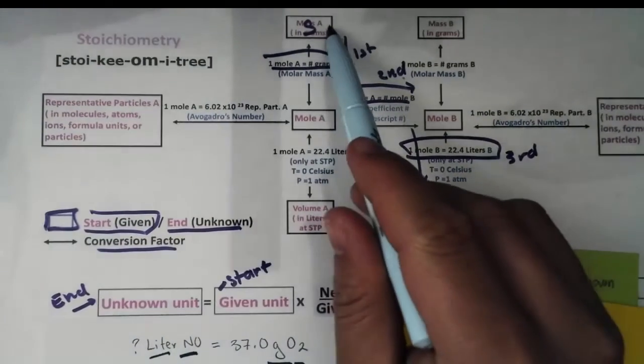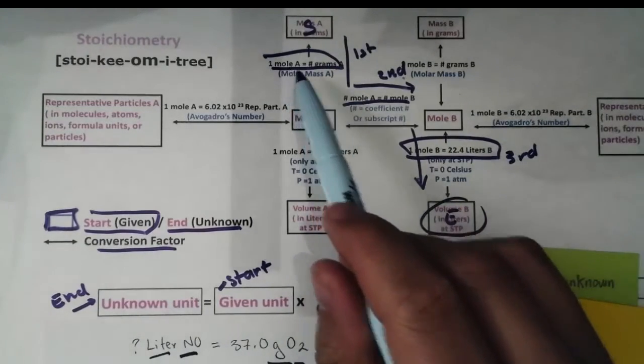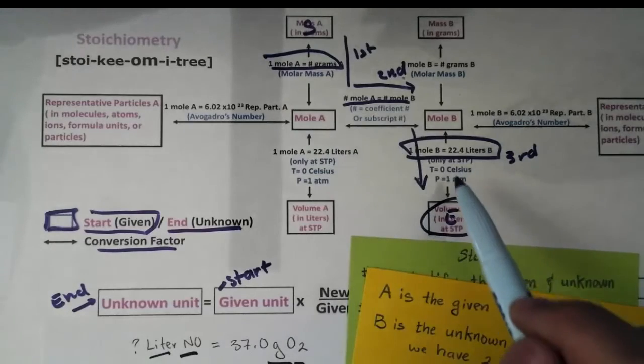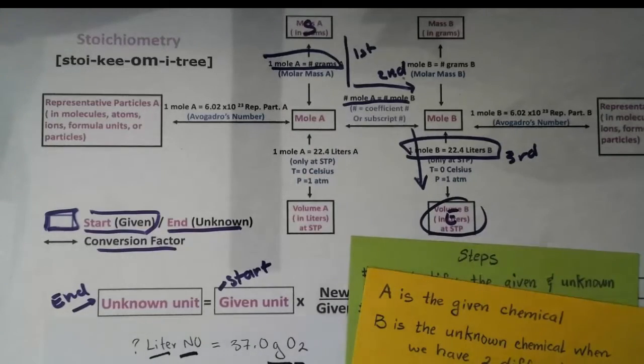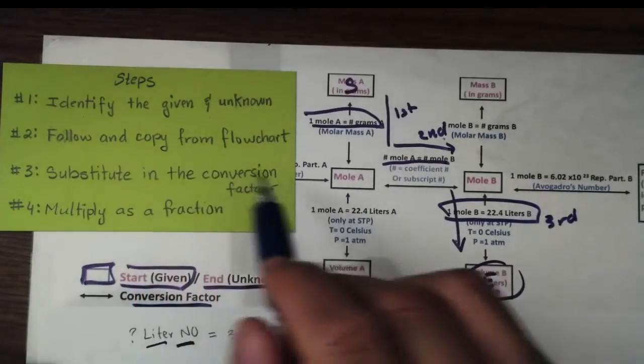So again, we start from here, go across, and down. This is our first conversion factor. This is our second conversion factor. And this is lastly our third conversion factor. So for step 2, we follow the flowchart. Now we just have to copy from the flowchart.